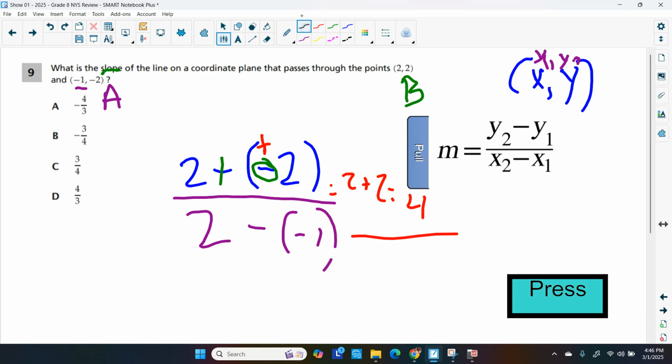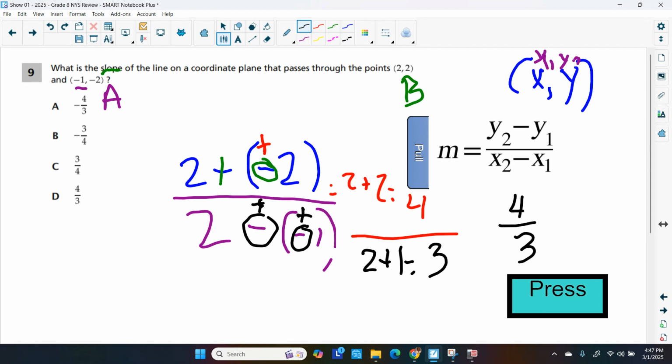All right, let's deal with the bottom. And remember, no such thing as subtraction. Change it to addition of the additive inverse of the second number. So I got to change that -1 to a +1. So over here I got 2 plus +1, which is 3. So my slope is going to be top number 4, 3.